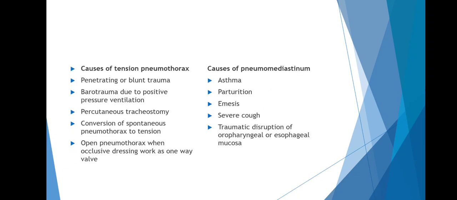Then we have different causes for tension pneumothorax, which include penetrating or blunt trauma, barotrauma due to positive pressure ventilation, percutaneous tracheostomy, conversion of a spontaneous pneumothorax to tension, open pneumothorax when occlusive dressing works as a one-way valve. Then causes of pneumomediastinum include asthma, parturition, emesis, severe cough, traumatic disruption of oropharyngeal or esophageal mucosa.